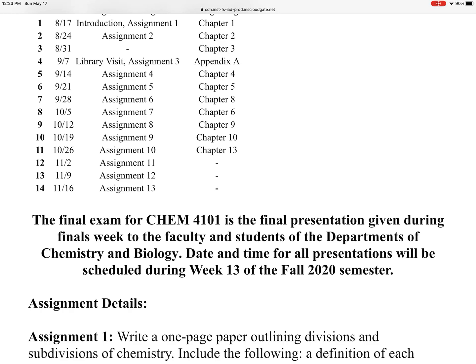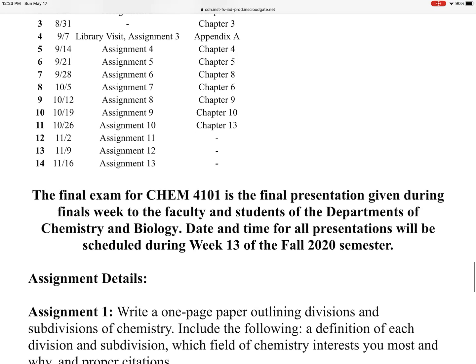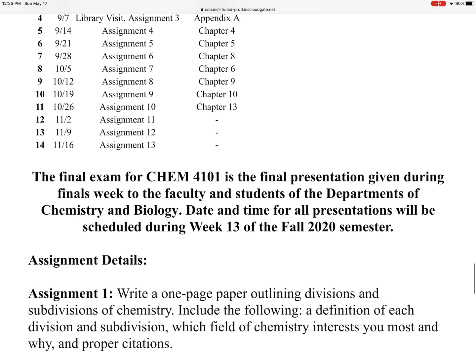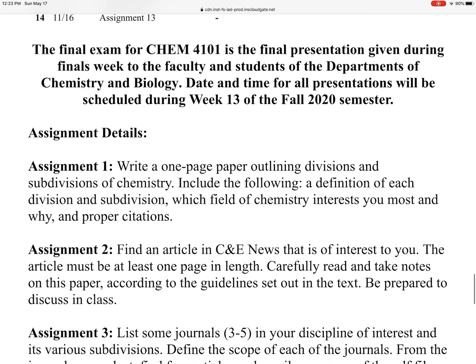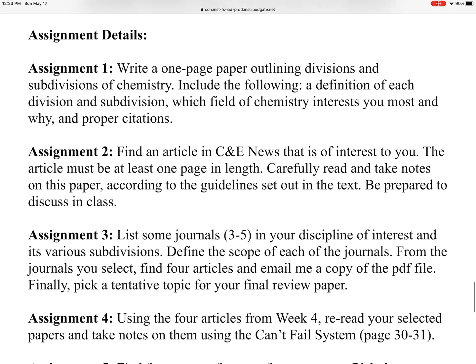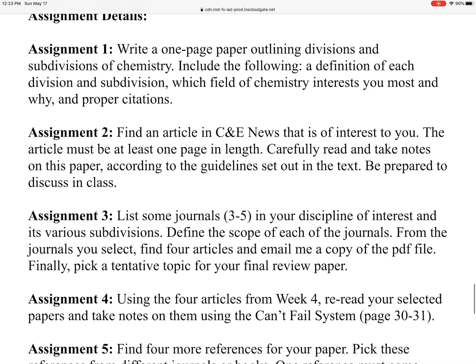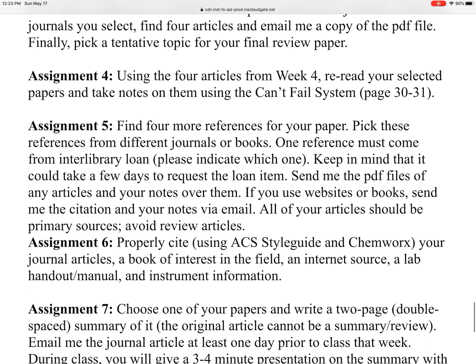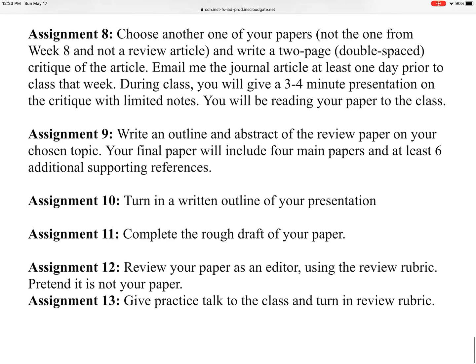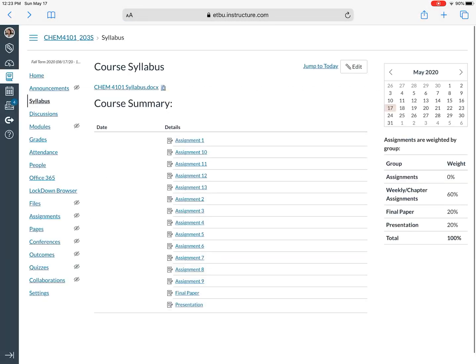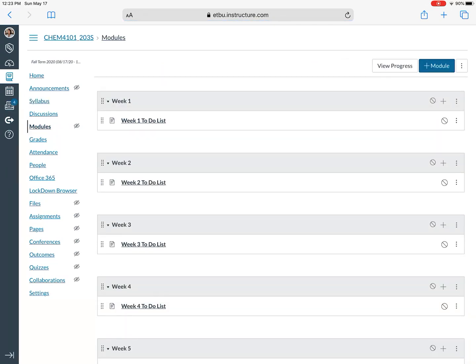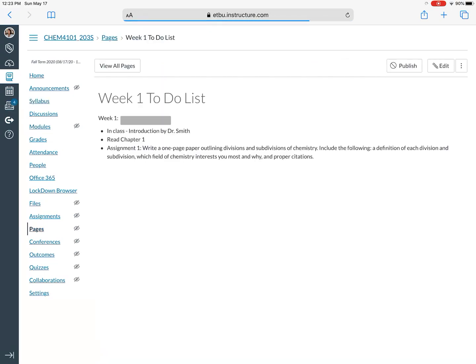So your presentation will happen during finals week, and that date will be determined during week 13 of the fall 2020 semester. It is your responsibility to confirm that date and time with the instructor during week 13. These are descriptions of each and every assignment in the order that you will be doing them over the course of the semester, but they are also going to be found if you go to modules, and each week you click on the to-do list.